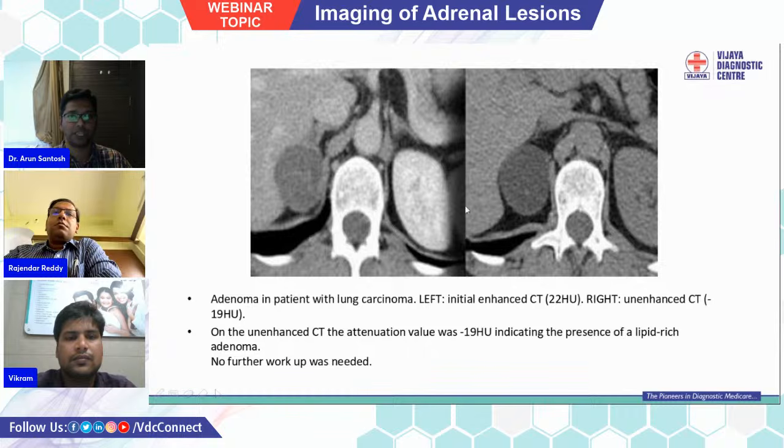Here this is the post contrast image and the pre contrast image in a patient with lung cancer. Here we can see there is a mildly enhancing right adrenal lesion which had 22 HU. However, the pre contrast image showed minus 19 HU, which is lesser than the value of 18 HU. So this suggests that the lesion on the plain scan itself is favoring an adenoma. Since the value is less than 18 HU, indicating a presence of lipid-rich adenoma, no further workup was needed, even though it was a patient with malignancy.